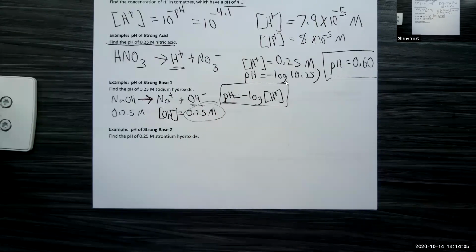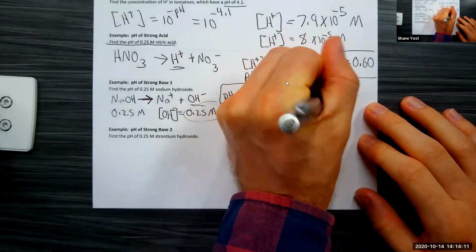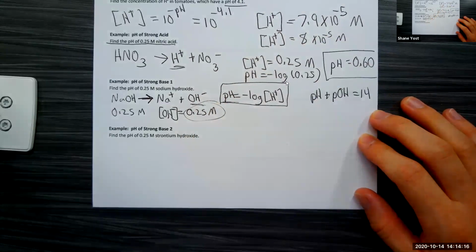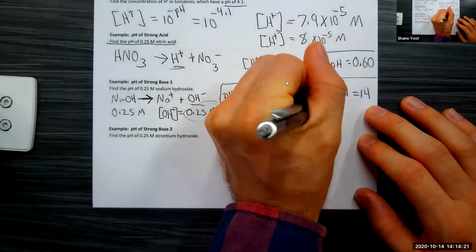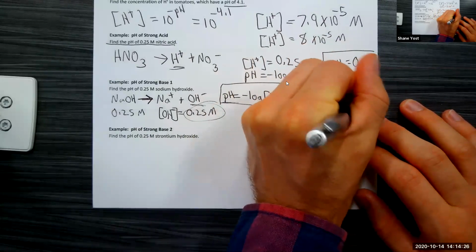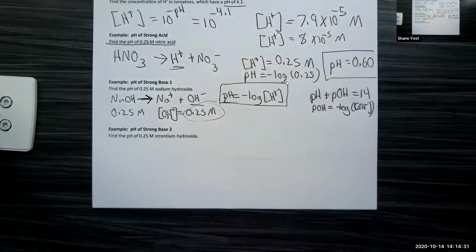One of the suggestions over Zoom was the fact that I know the pH plus the pOH equals 14. That's one of those equations we talked about last time, where the pOH is just equal to the negative log of the OH minus concentration. So I can calculate the pOH, and then I can do 14 minus pOH to get my pH.